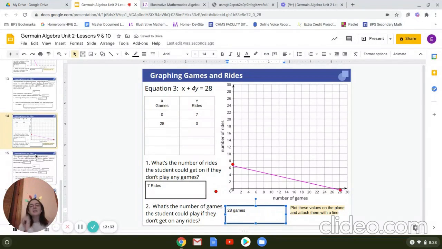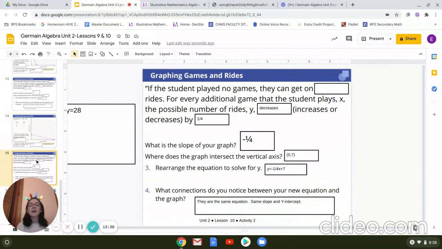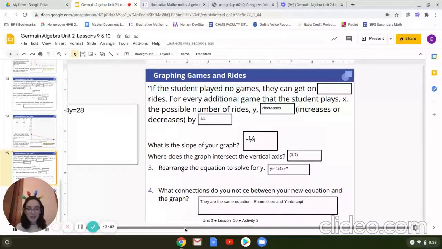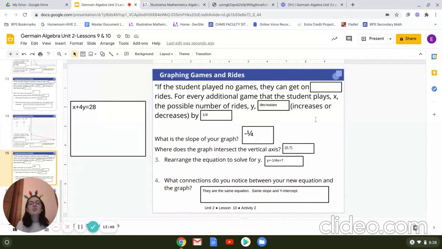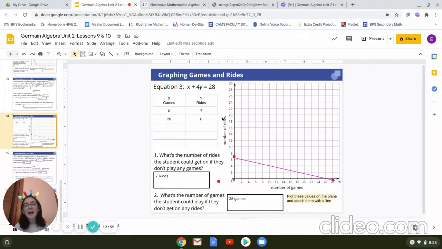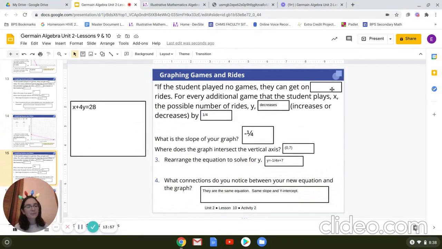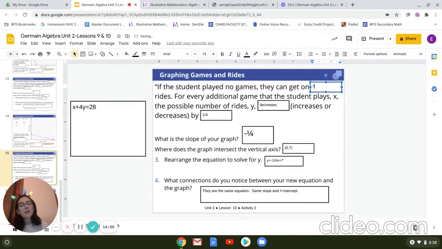So then, if we look at this next slide, this is where it gets a little bit trickier, okay? Let me just pull this up a little bit so that I can see it better. If the student played no games, they could get on 7 rides. So when we play 0 games, we're going to get on 7 rides. For every additional game, it decreases by a value of 1/4.